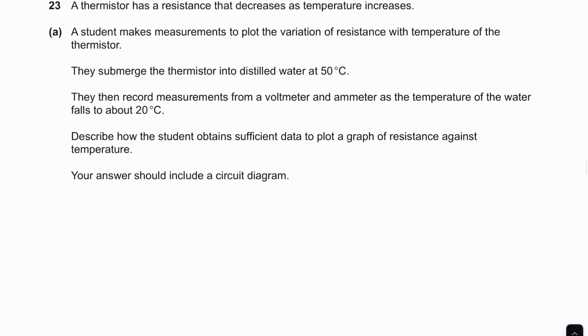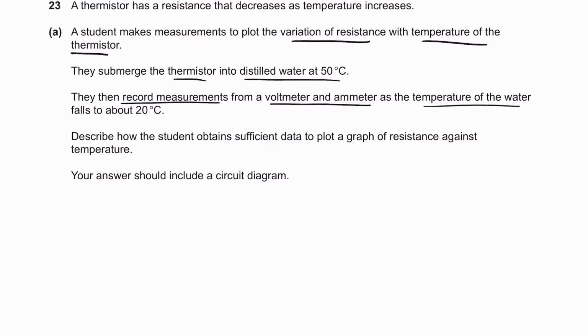Question number 23. A thermistor has a resistance that decreases as the temperature increases. A student makes measurements to plot the variation of resistance with temperature of the thermistor. They submerge the thermistor into distilled water at 50 degrees, and then they record measurements from a voltmeter and an ammeter as the temperature of the water falls to about 20 degrees Celsius. Describe how the student obtains sufficient data to plot a graph of resistance against temperature, and you should include a circuit diagram, and this is for 4 marks.